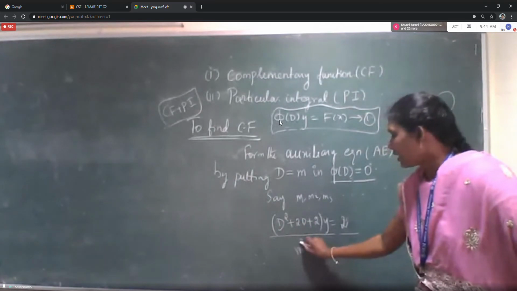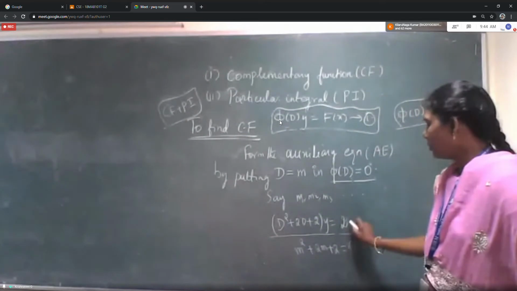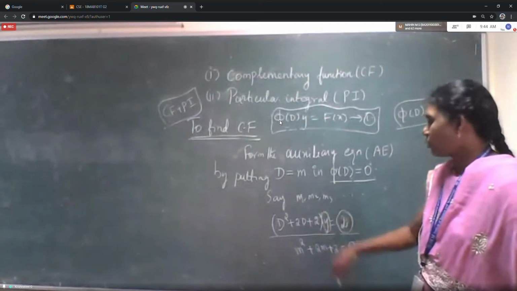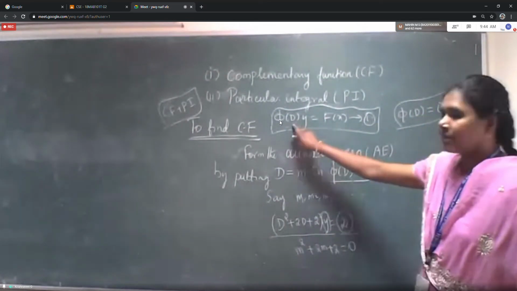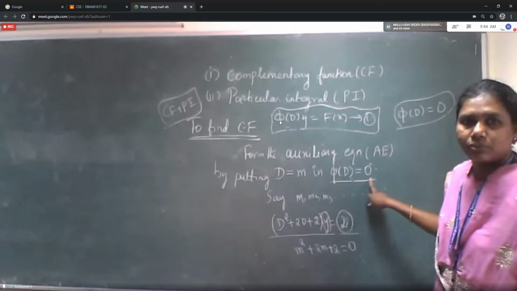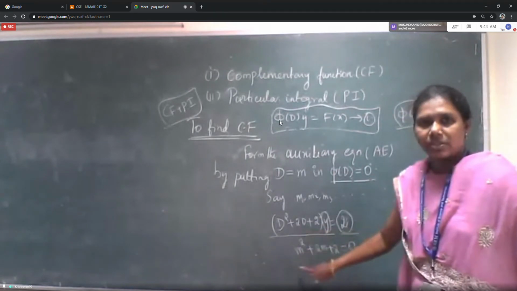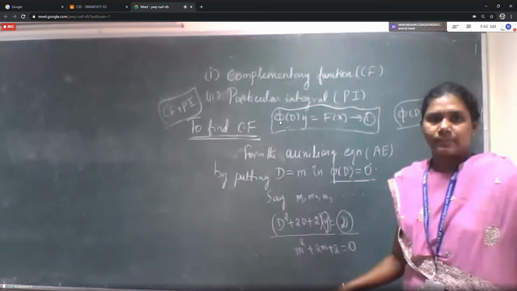What will come? m square plus 2m plus 2 equal to 0. You don't take the right hand side value and also y. See, this is our general equation. Here we took only phi of D equal to 0. After solving this equation, we'll get the roots.